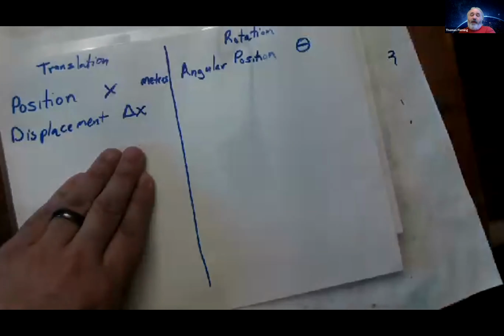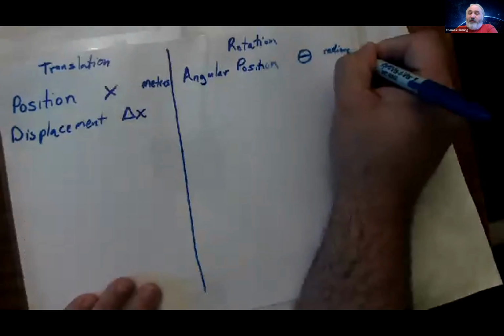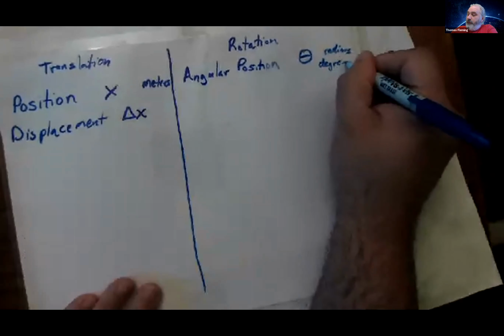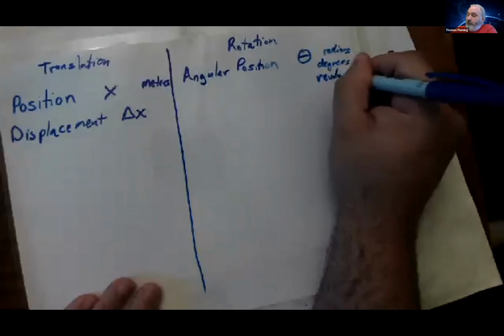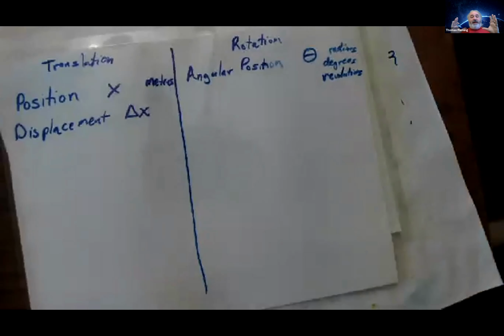So angular position, we're going to measure with the angle theta. It'll have units of, typically radians will be preferable, but sometimes we could use degrees or even revolutions. If you have a wheel that is spinning and I ask you, how far has this wheel spun? I could say it has gone through 2 revolutions. It spun all the way around twice. Does that make sense?